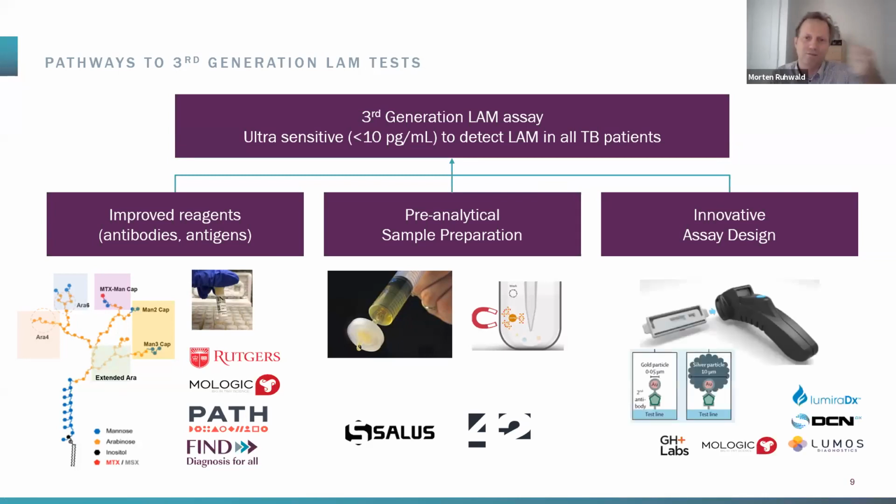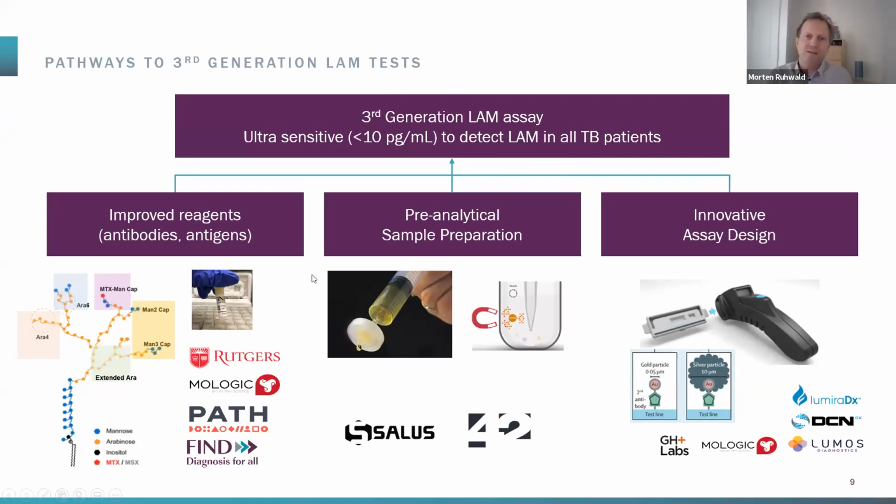Or you can use, as they do with the FUJI-LAM, an amplification step, and you can do that in many different ways. One of them would be to have a reader that reads a fluorescent bead instead of a visual read, and that tends to drive a higher analytical sensitivity. So these are just some of the approaches that are being pursued by many different manufacturers.